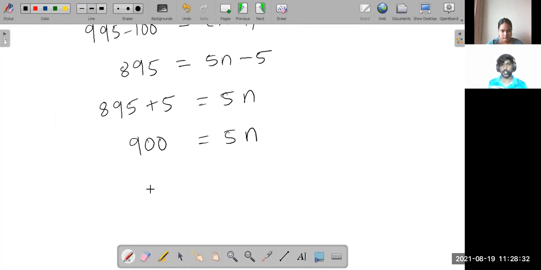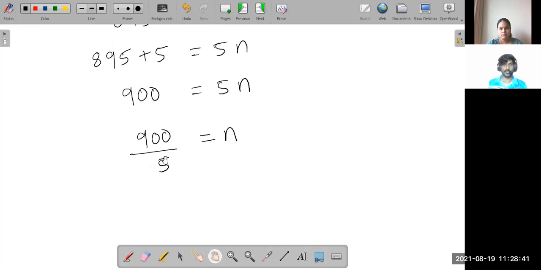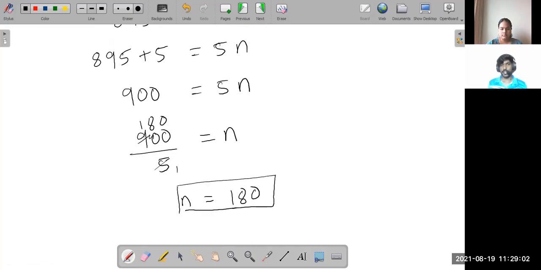So 5 will go to the other side, it will get divided. So 900 divided by 5 is equal to n. How much is 900 divided by 5? 5 ones are 5, 5 eights are 40 and 0. So 900 divided by 5 is 180. So n is 180.